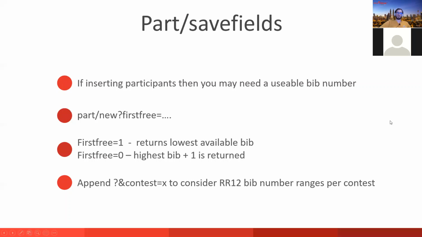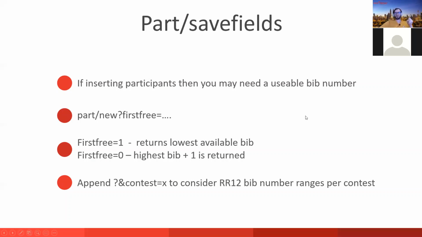So if you're also inserting participants, you may also need to get the next bib number. You can do this using part/new and first free. If you return first free equals 1, it will get the lowest available. If you go first free equals 0, it just takes the highest bib plus 1. You can also append contest equals X to consider the bib number ranges per contest.